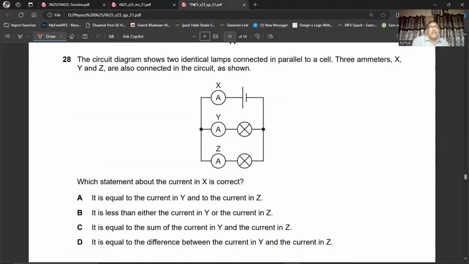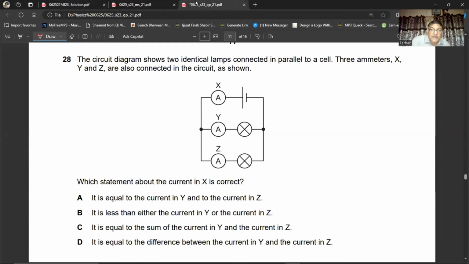Question number 28 on your screen. The circuit diagram shows two identical lamps connected in parallel to a cell. Three ammeters X, Y, and Z are also connected in the circuit as shown. Which statement about the current in X is correct?